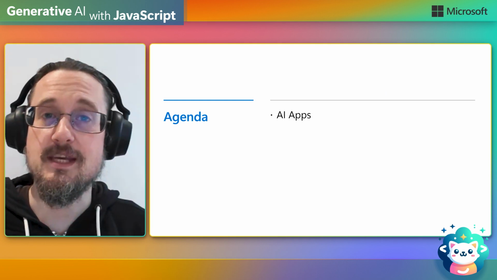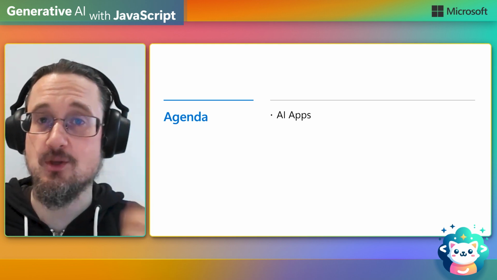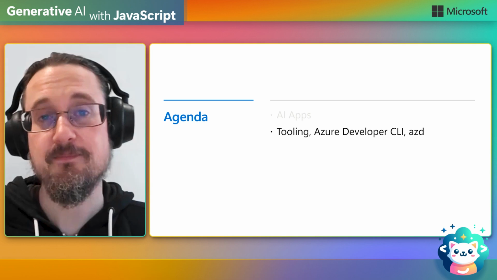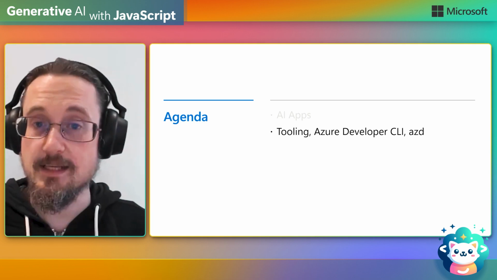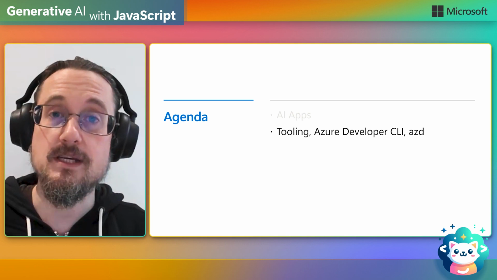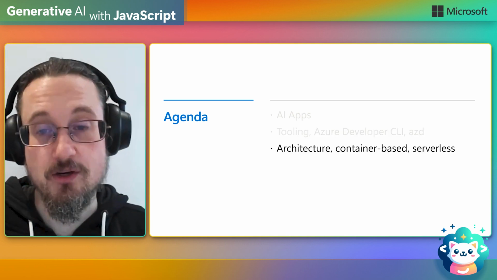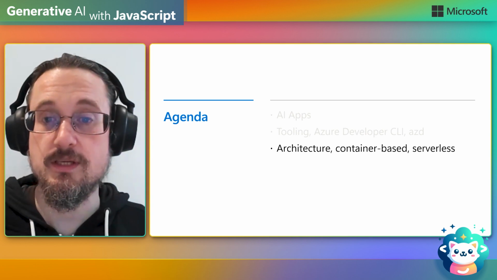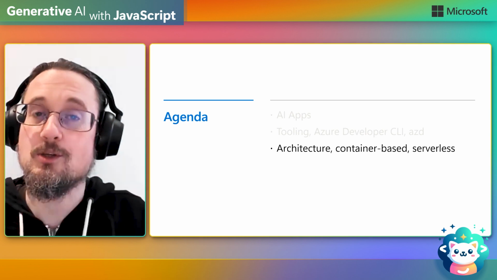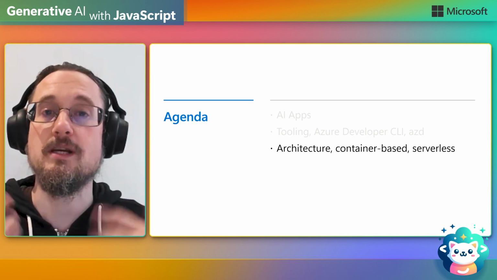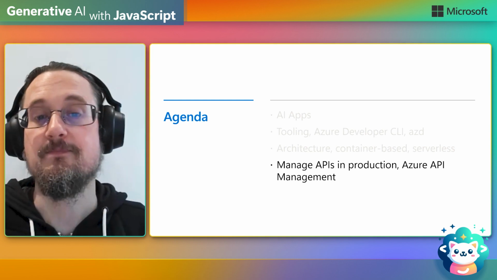First off, we'll look into AI apps, what those are, what different types of AI apps that you can build, because there is more than one. Then we'll talk about tooling and how our recommendation is a CLI tool here called Azure Developer CLI or AZD. We'll also discuss architecture because there are a few different choices. We will go through container-based and serverless, and we're not going to have a strong opinion each way, but more explain where one of them may or may not fit your needs.